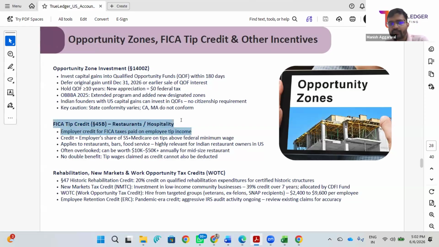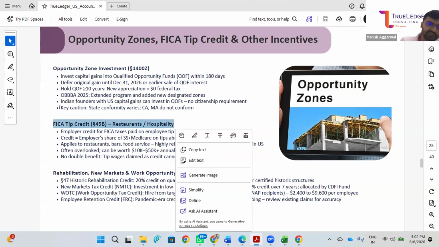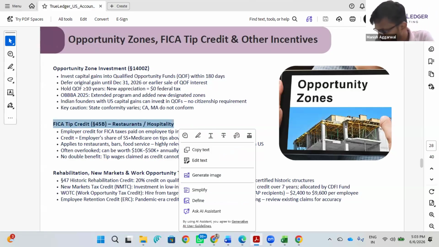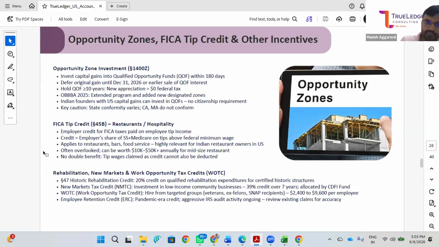Opportunity zone. Now, the FICA tip credit is relevant especially if you are from the hospitality sector and restaurant sector, wherein you pay tips, particularly gratuity or tips like in a restaurant. If an employer pays tips to his employee and also pays social security on those tips, the government gives a benefit to the employer in their tax return filing: if you are paying social security on the tips, you will get a credit in your income tax return.